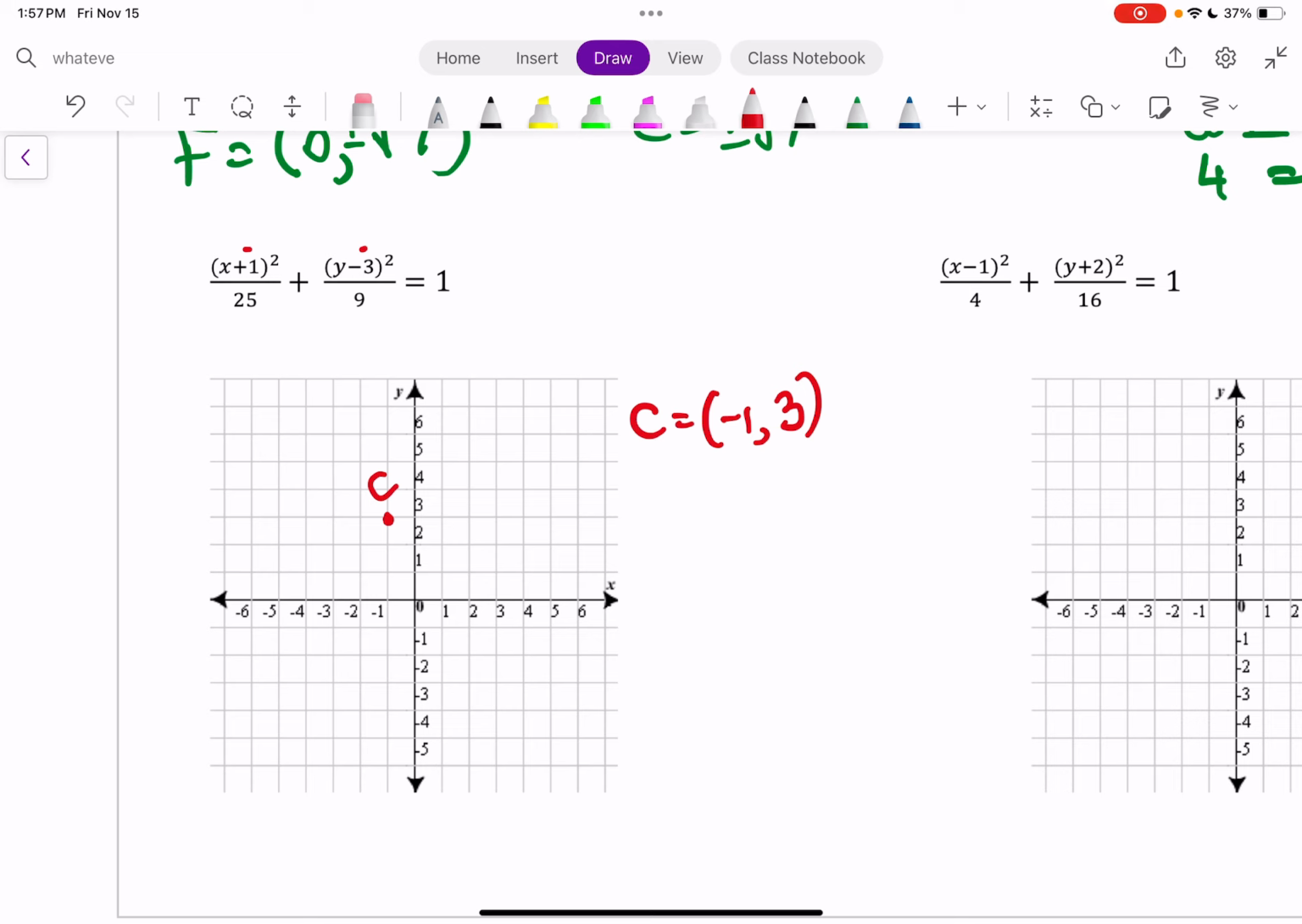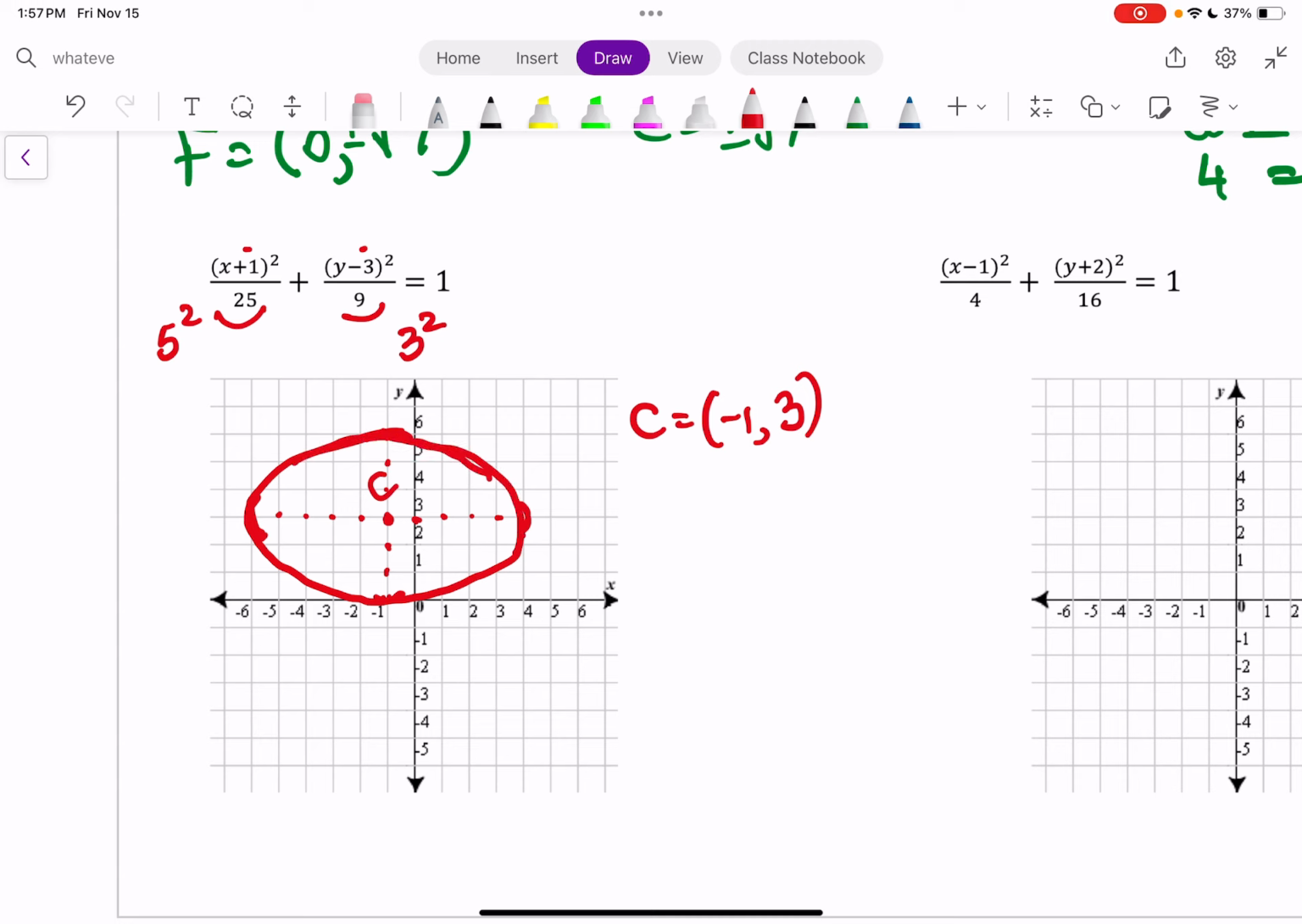Okay, and then the number of units we're counting depends on the numbers underneath. So under x, I see a 25, which is the square of 5. So I have to count 5 units left and 5 units right. Under the y, I see a 9, which stands for 3 squared. So I'm going to go 3 units down and 3 units up. And here it is, the ellipse, just as easy.